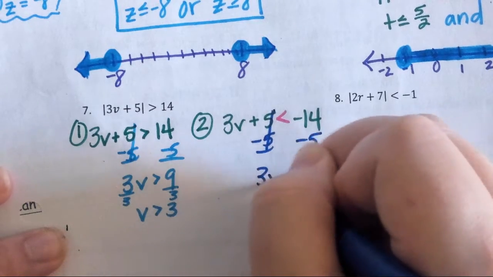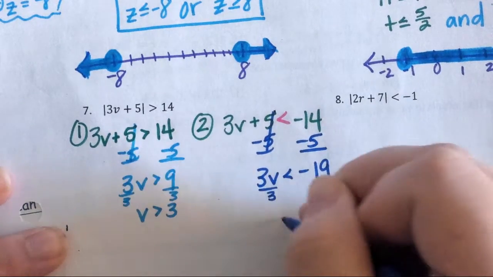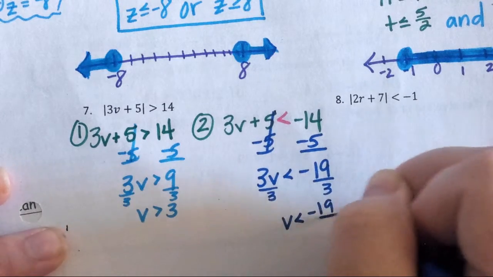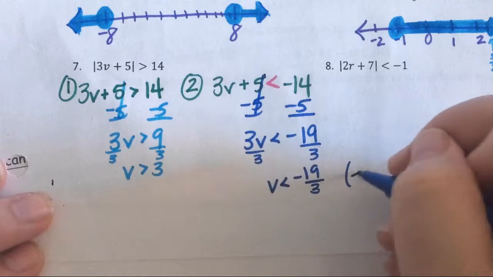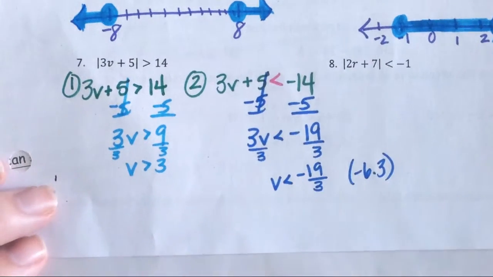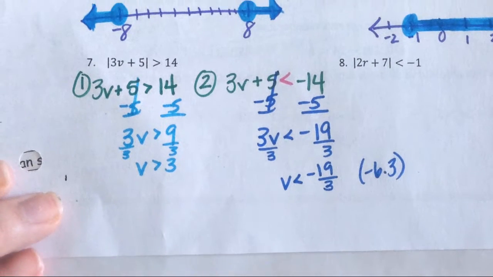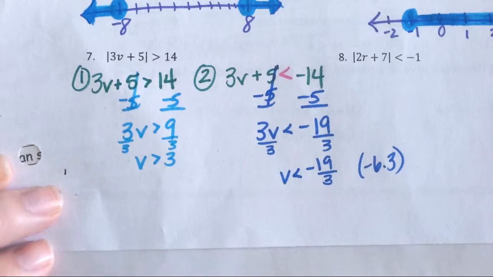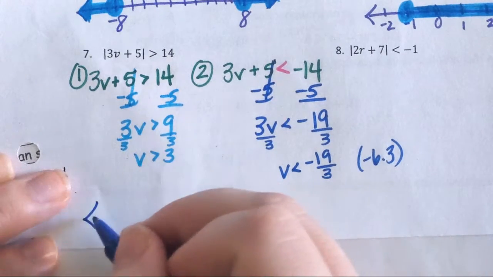So I've got 3v is less than -19. I divide by 3. I have v is less than -19/3. For those of us who just can't stand it and have to know, the decimal version would be -6.3. But I'm looking for that fraction. Okay, again, I'm not thinking about whether this is an and or an or. I don't even think about that until after I do my graph.